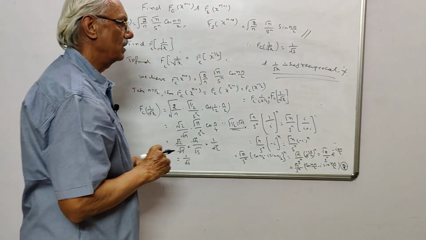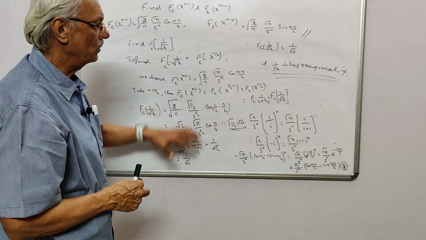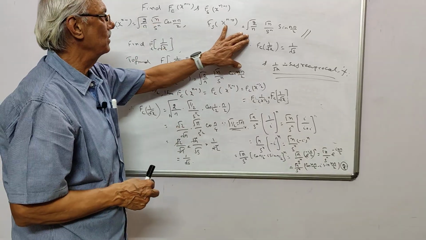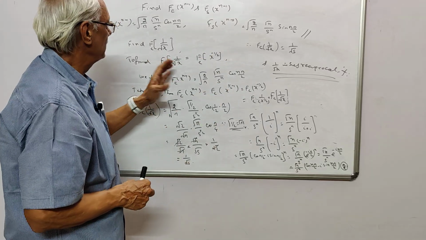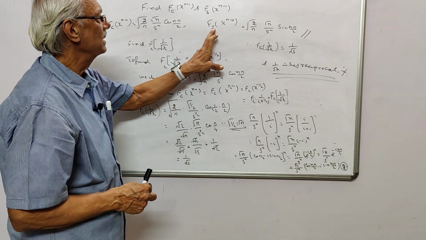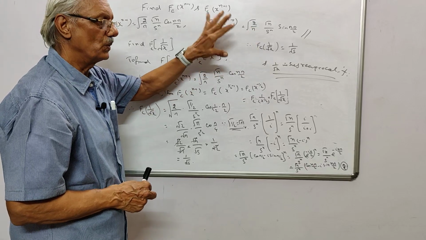So this is a very important problem. You take care of this, and this is how it must be done. This is a very important one, and if you are asked to find the 1 by root x using this, then you have to write this, substitute here again n is equal to half, and you will get the result.